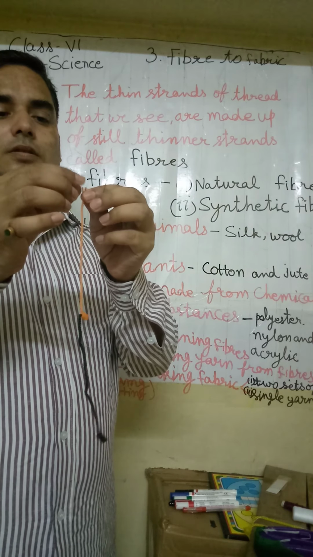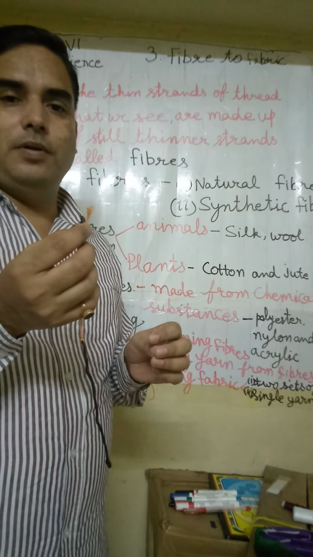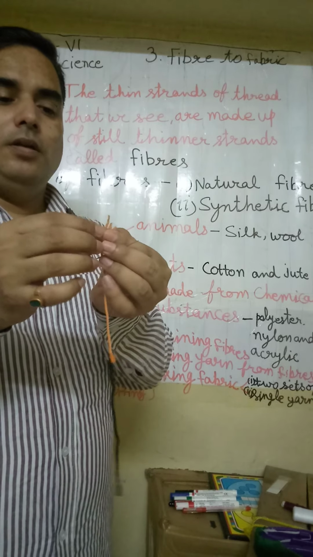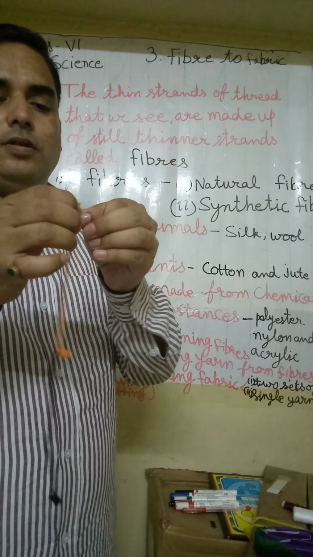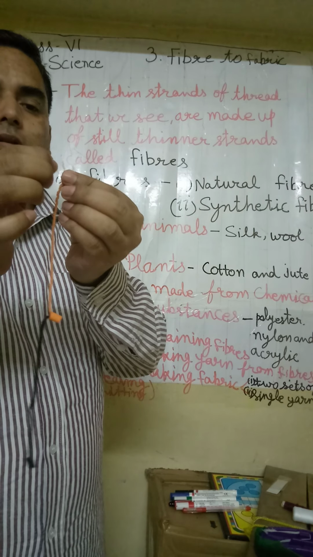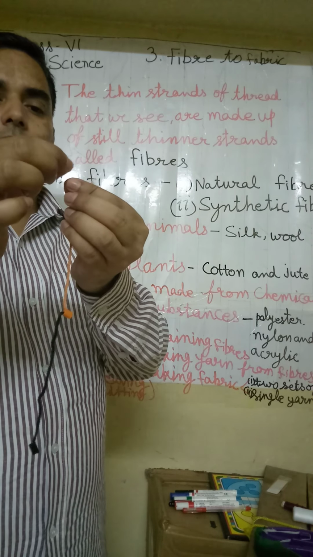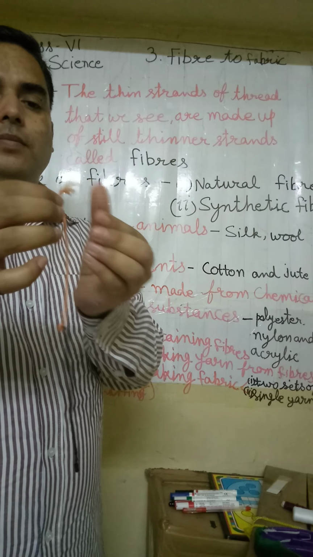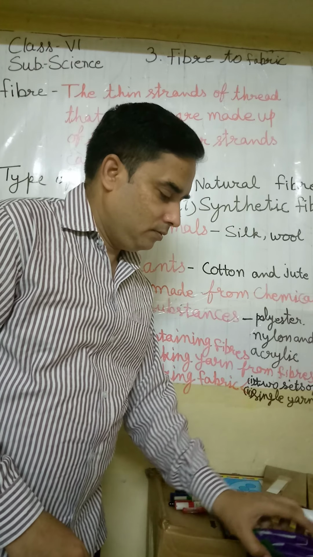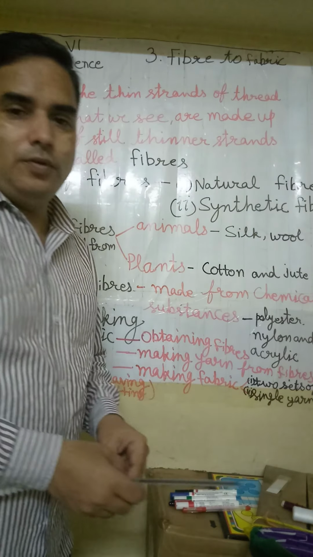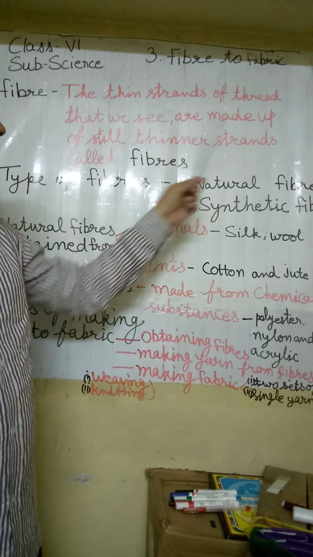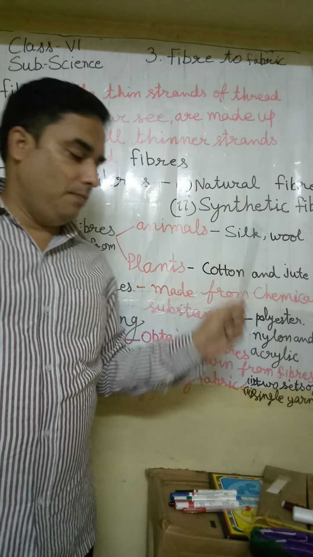So these thinner strands are called fibers. Students, these are called fibers. Still, it is also more thin. You can see it is also thinner. So every single unit is called a fiber. In our lesson, I am going to teach you that the thin strands of the thread that we see are made up of still thinner strands called fibers.